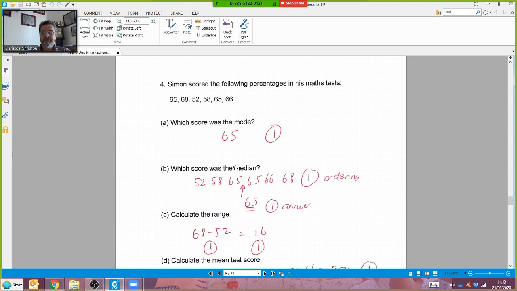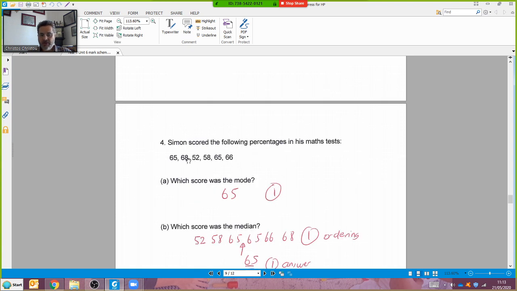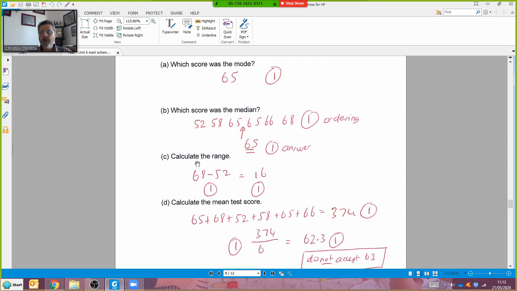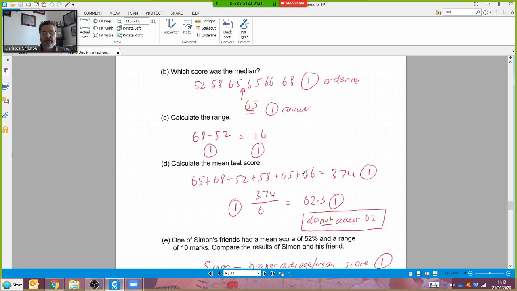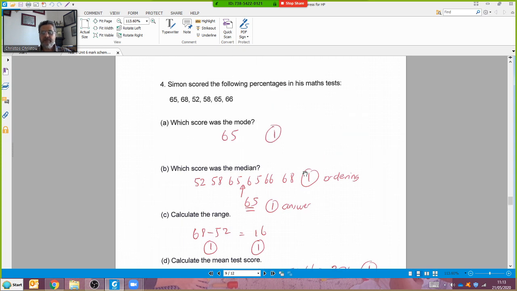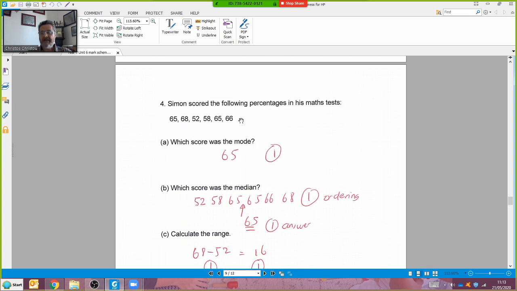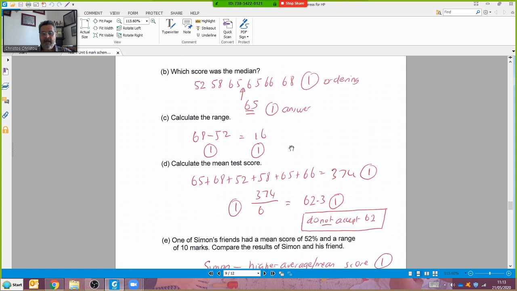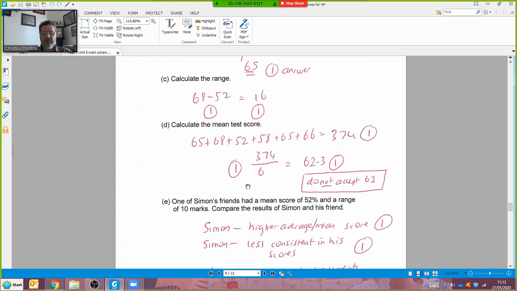Calculate his range. Well, biggest score was 68, smallest score 52. I mean, that alone would attract a mark because you picked the correct 2 numbers and you know what to do with them. And of course, the answer is 16. Now, the mean score, 3 marks for this. You've got to show me that you're adding up these things and getting a total. And then you've got to divide by 6 because there are 6 assessments. Now, the answer is 62.3.